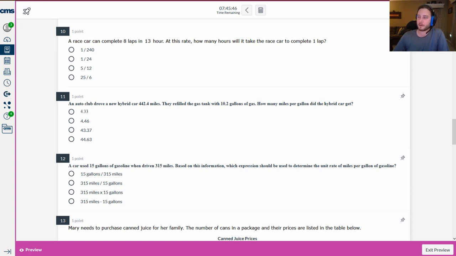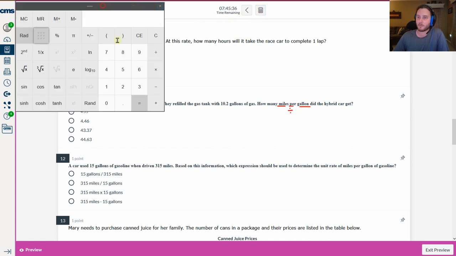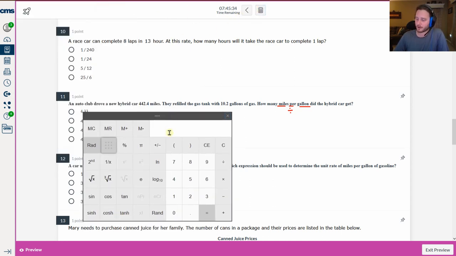So for this problem, it says how many miles per gallon. So we are doing the number of miles divided by the number of gallons. So let me pull up the calculator. We want 442.4 miles divided by 10.2 gallons. And that's going to give me, let's see, 43.37 and so on. Let's look at the answer choices.